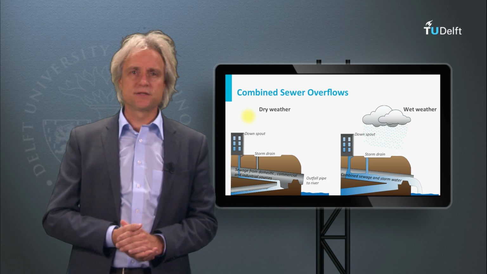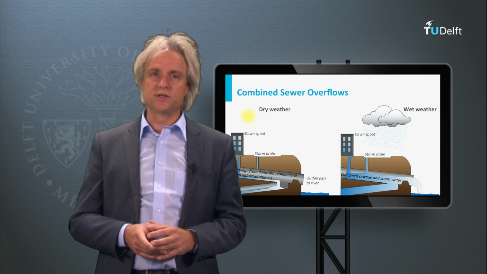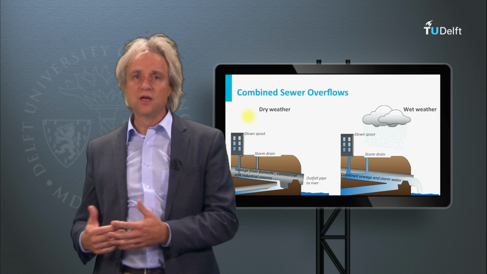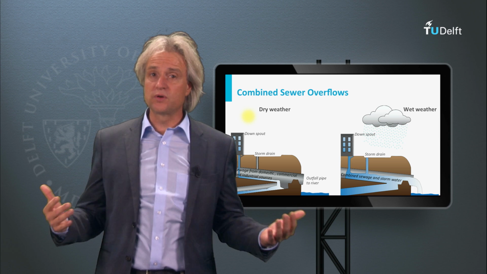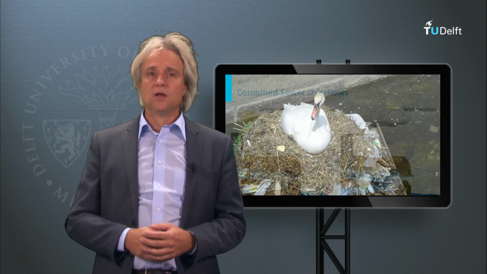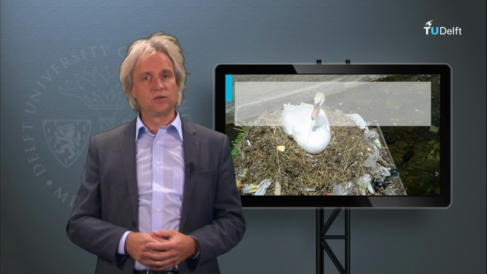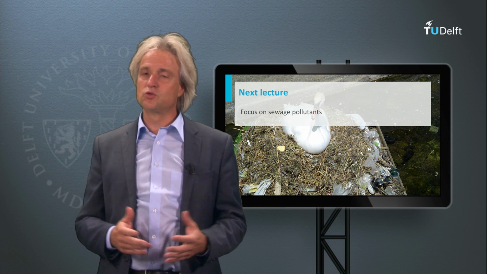We briefly discussed the flow characteristics of the collected sewage. Since type and extent of the sewage system determines what is collected, flow characteristics will differ per location. Now we know how much will come to the sewage treatment plant. In the next lecture, we will focus on the composition, the sewage pollutants.